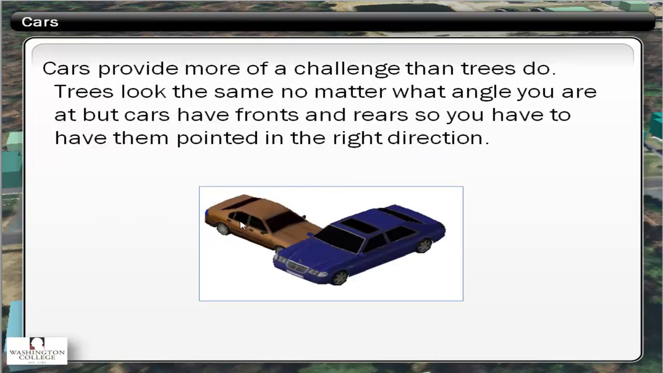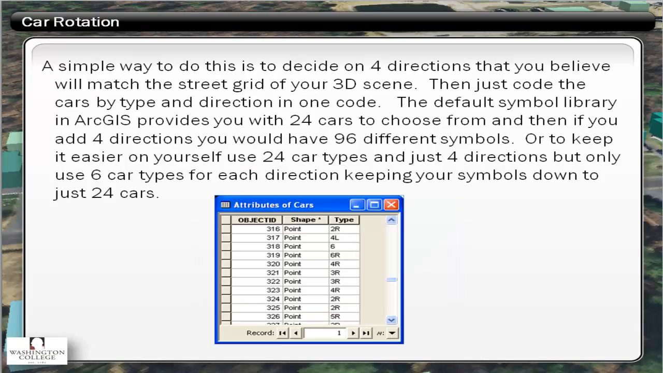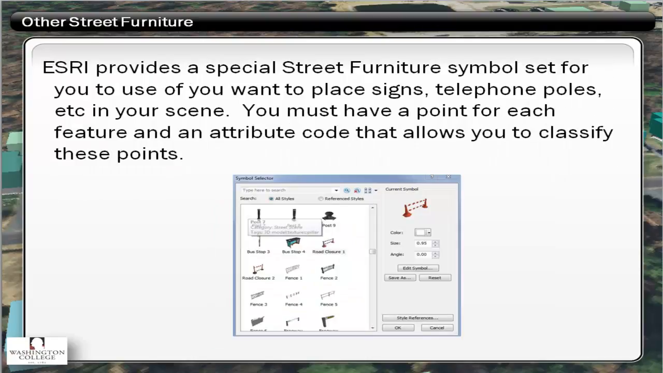Cars are a little bit more challenging because the cars could be pointing in different directions, and you can see the cars on the air photo. So you really have to try to match up the car angle with the actual aerial photograph. What we did in the case of St. Michael's, we picked 4 different directions to try to align them. The symbol library in ArcGIS gives you 24 cars to work with, so you could have basically 96 different symbols. What we did is we just used 4 different directions and we had 6 different codes. So 6 times 4 is 24. And that's what you have a chance to work with in the module exercise.